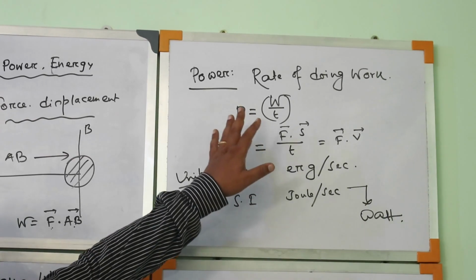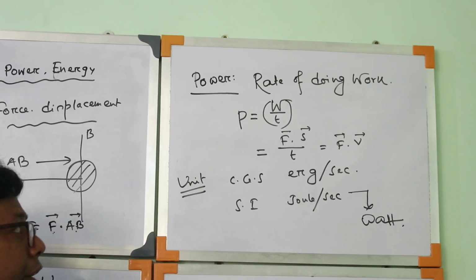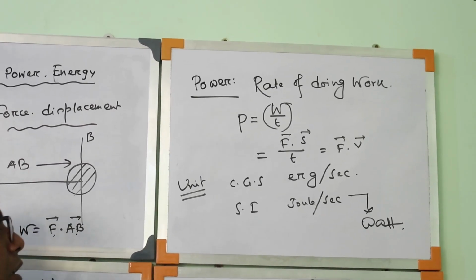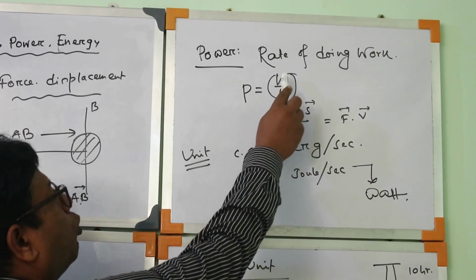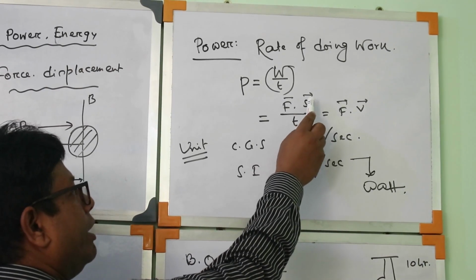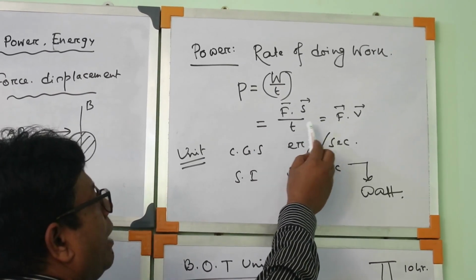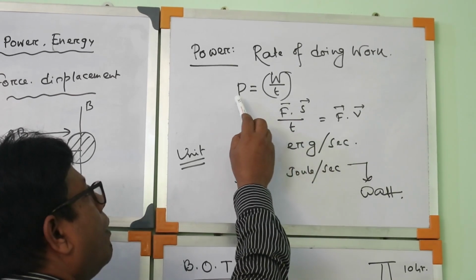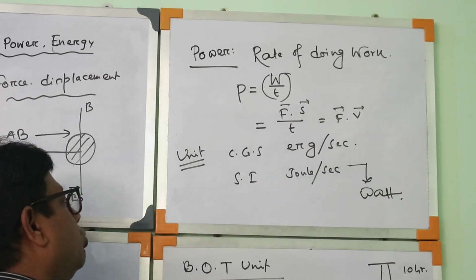Next we are interested in the subtopic power. The rate of doing work is called power. So it can be defined as P. P is equal to work by time. Work can be defined as force dot displacement divided by time. So displacement by time, that means V. So power can be defined as work by time, or you can write F dot V also.